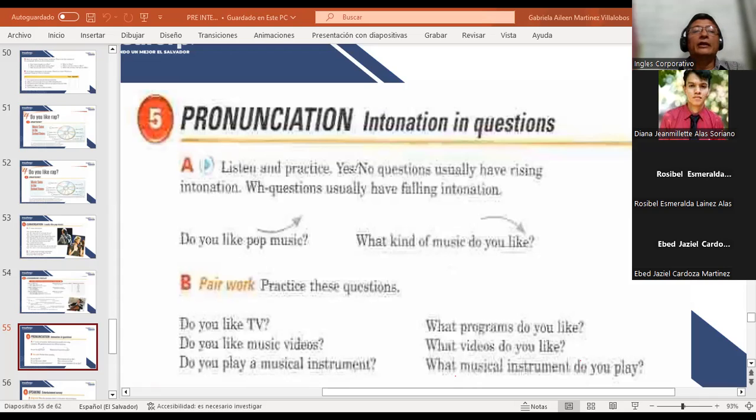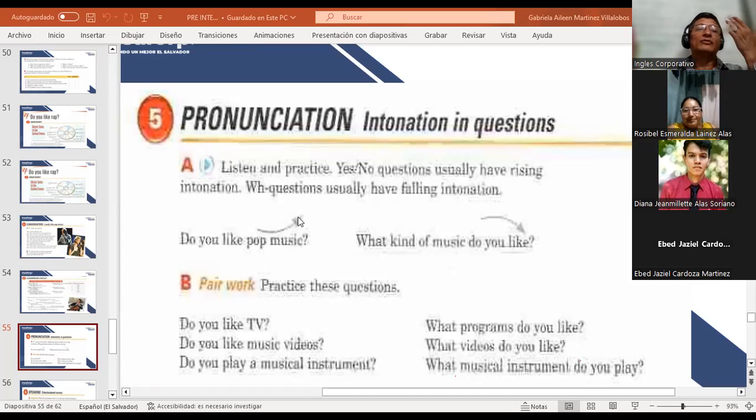Everybody here? Okay, let's talk about pronunciation and intonation in questions. Yes, no questions usually have rising intonation, and WH questions usually have falling intonation. You already know this, right? So, do you like pop music? Our voice goes up. That's what it means, rising intonation. O sea, eleva la voz. But with what kind of question? Yes, no questions, okay? La voz sube al final de la pregunta. Understand that? Listen, do you like pop music? Ahí elevo la voz, all right?